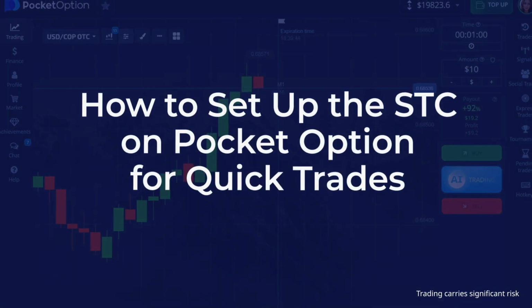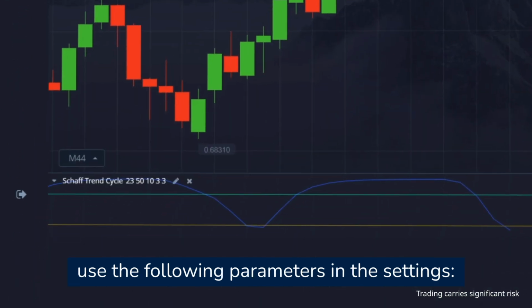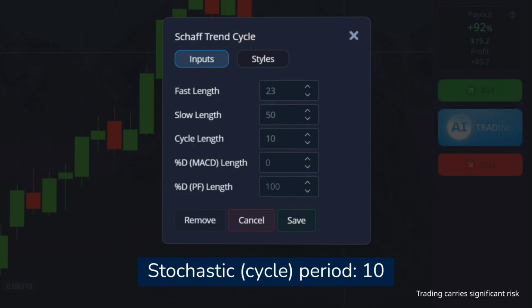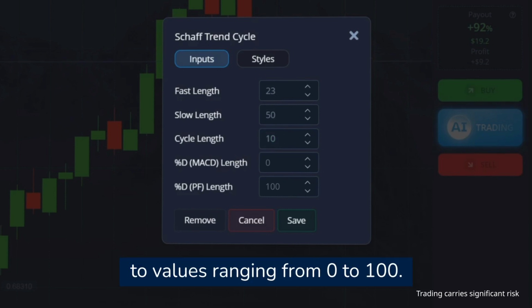How to set up the STC on Pocket Option for quick trades. To configure the STC for quick trades, use the following parameters in the settings. Fast EMA period, 23. Slow EMA period, 50. Stochastic cycle period, 10. The trend cycle is limited to values ranging from 0 to 100.